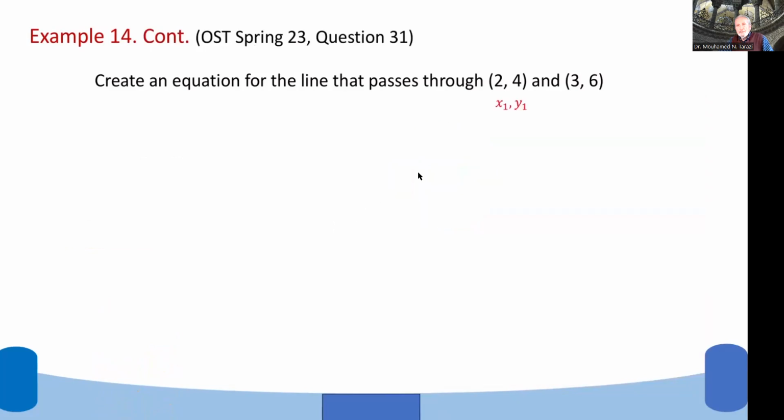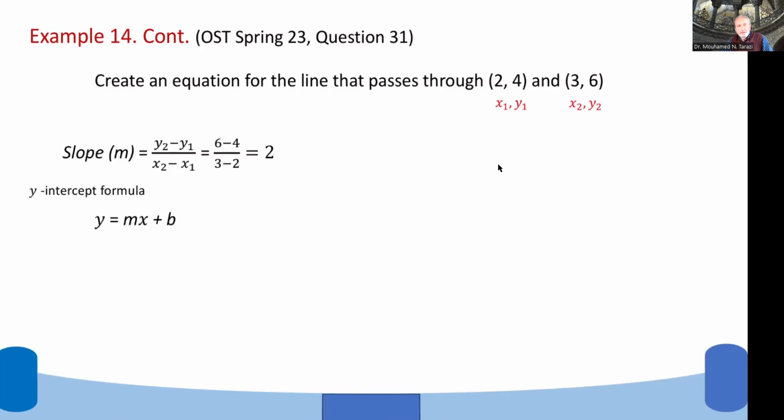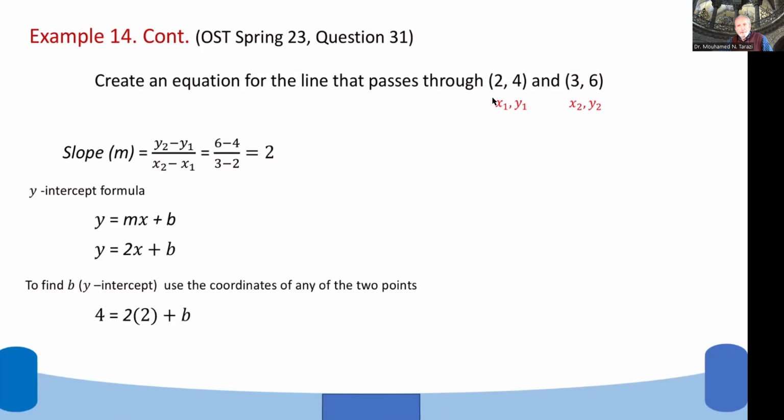Now, if you don't have graph paper and you want to solve this problem again, you can just call this x1, y1, this x2, y2. You can do either one, it doesn't matter. Now the slope formula, I get 2 as a slope. The formula is y = mx + b. M is 2. I put it down here. I need to find b. How do I find b? I can use this point or this point. In this example, I use (2, 4). If I put 2 here, I have to put 4 here. So this cancels this. The b is equal to 0, and I get the same answer.